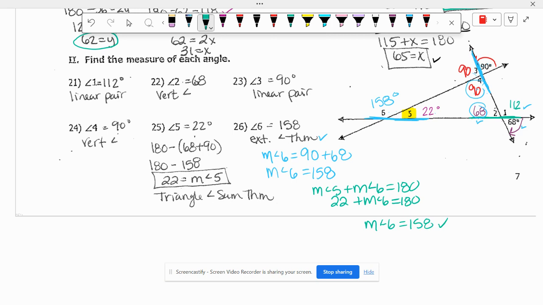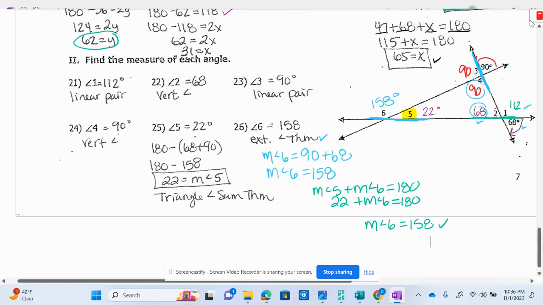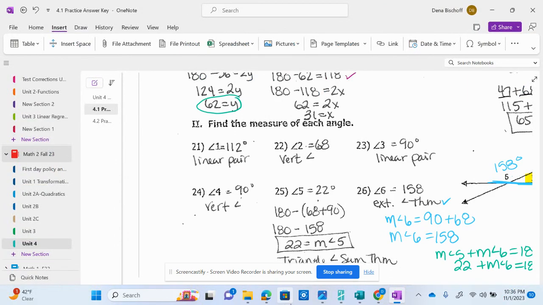So this is me going through your homework. So this is lesson 4.1. And I hope that you're listening to this and checking your homework because I think that's beneficial and it helps you identify your mistakes.